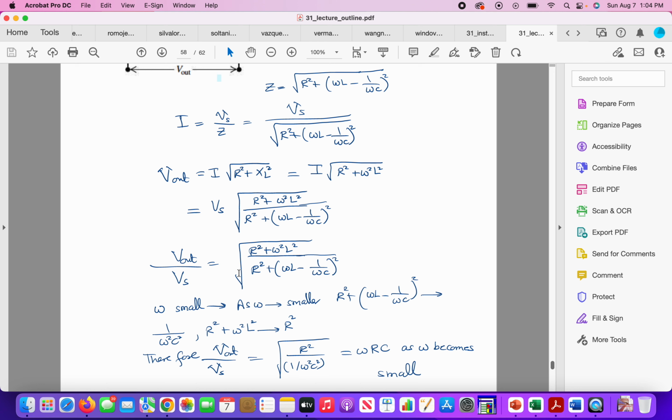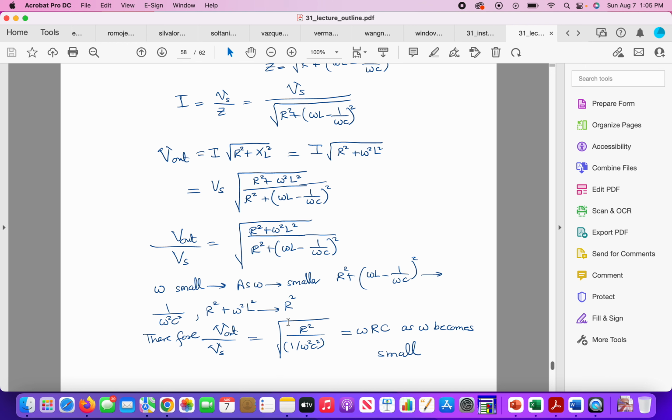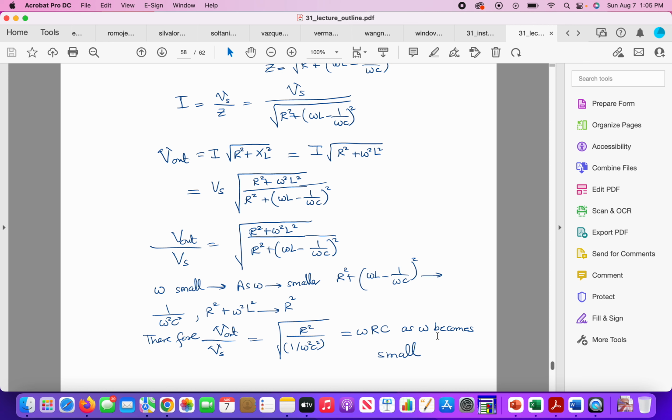When omega is small, the denominator goes to 1 over omega squared C squared, and r squared plus omega squared L squared will go to r squared. And therefore, we're going to have omega RC as omega becomes small.